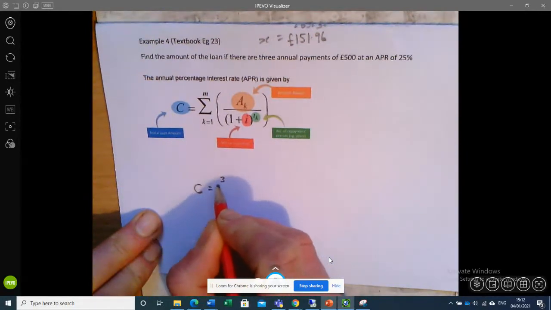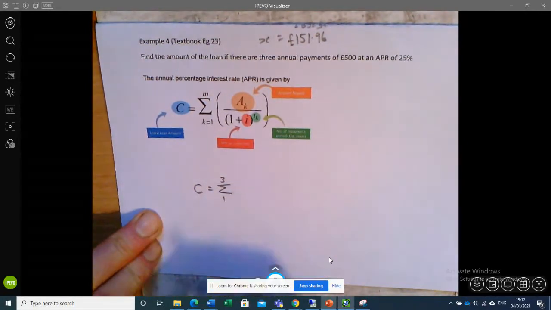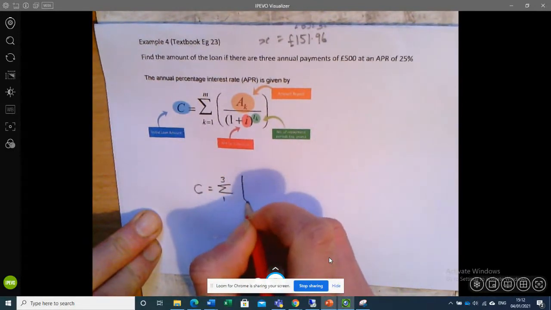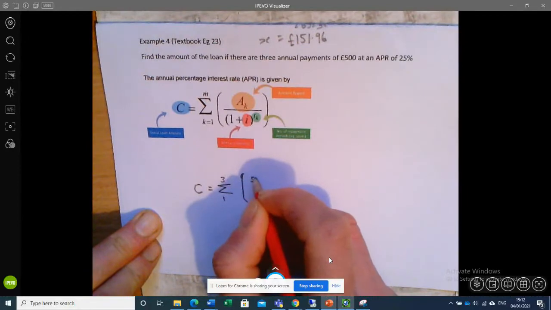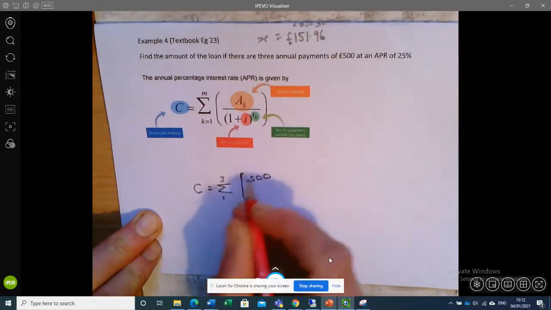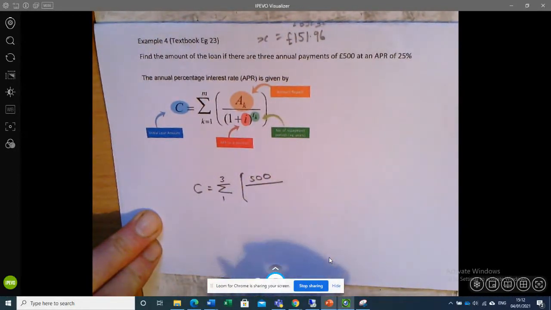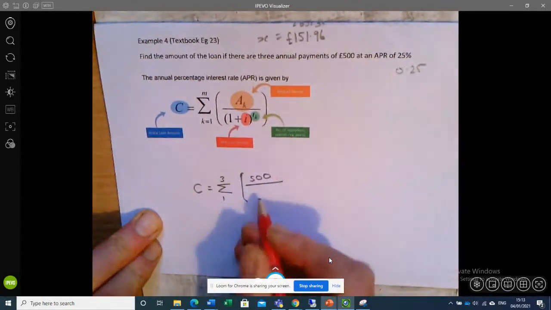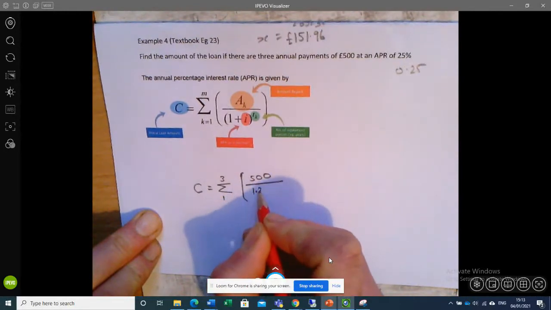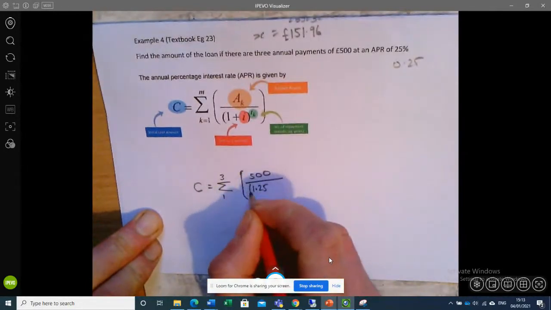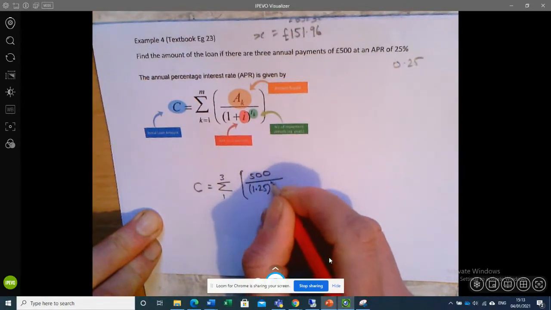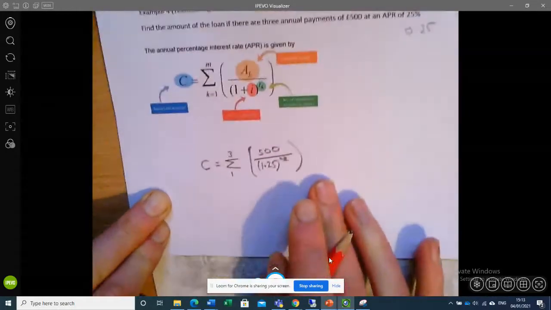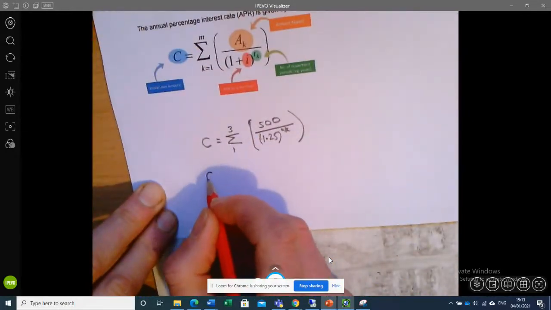We have 3 repayments. We know £500 is the repayment amount each time. Our percentage rate is 0.25, so if I add that to 1, it's 1.25. And we're going to do that for each of the repayment periods. That's T subscript K.